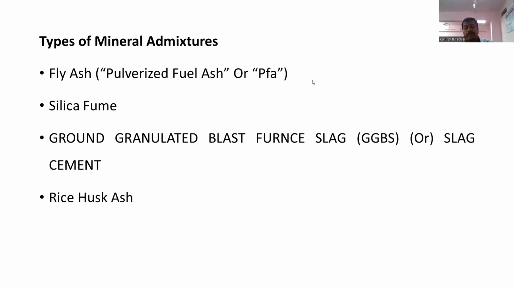Now, second mineral admixture. What is silica fume? Silica fume is a byproduct of the silicon metal. ज्यावेळेस सिलिकॉन मेटल तयार होत असतं, त्याचं जे byproduct आहे, that is nothing but your silica fume.